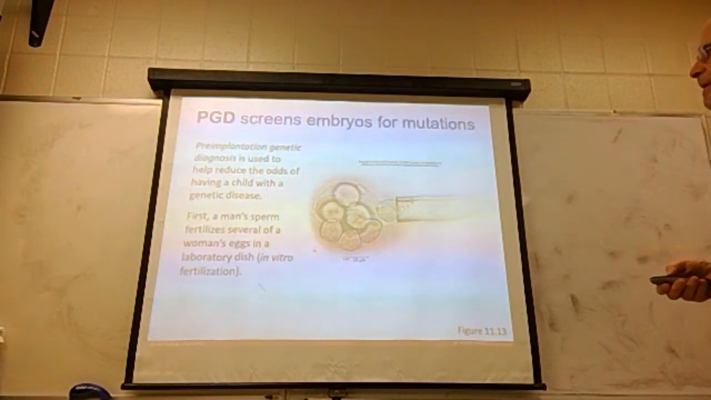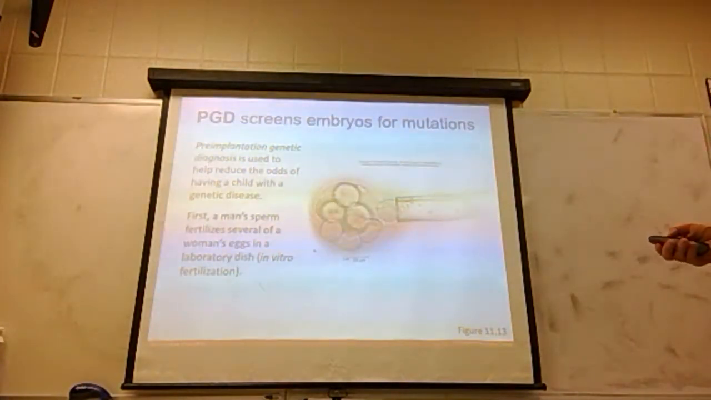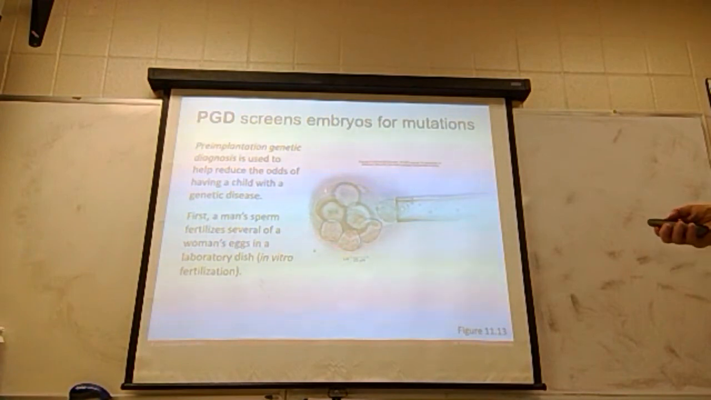Pre-implantation genetic diagnosis is used to help reduce the odds of having a child with a genetic disease. First, a man's sperm fertilizes several of a woman's eggs in a laboratory dish. This is called in vitro fertilization. These are the fertilized eggs.